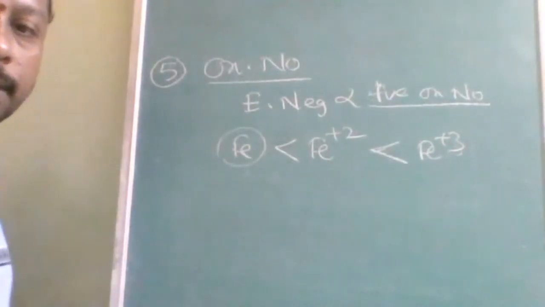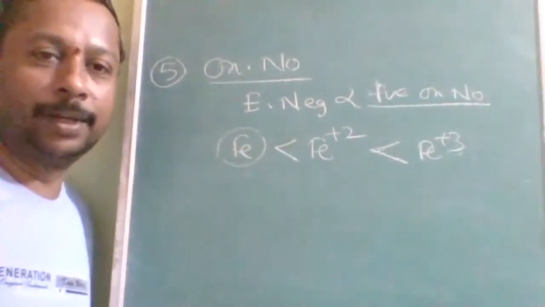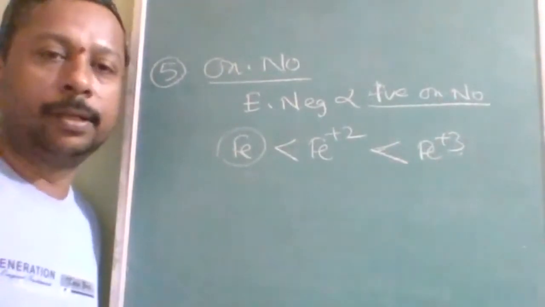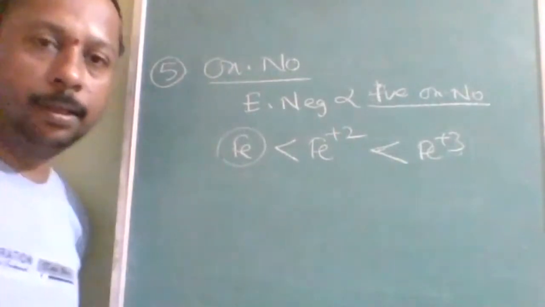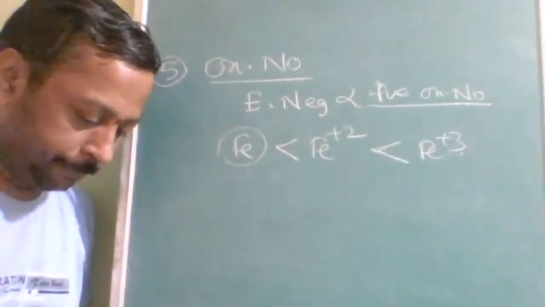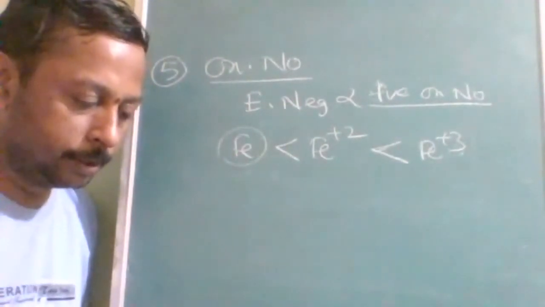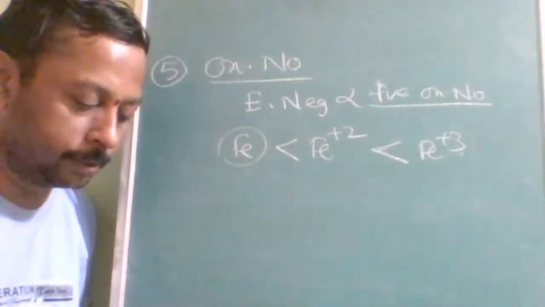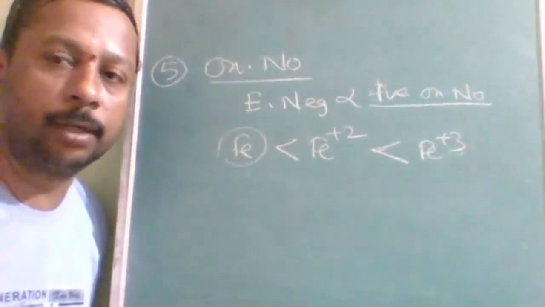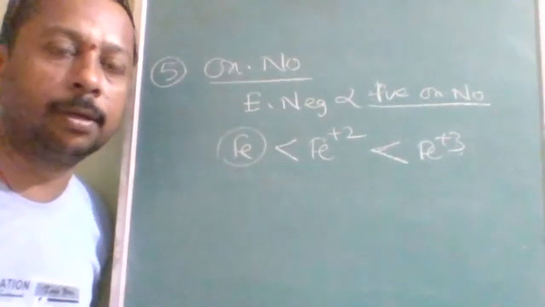First one is atomic size. Second one is nuclear charge or effective nuclear charge. Third one is hybridization, oxidation number. So these are some factors on which electronegativity depends. By using them, what we are going to do now is study across the period and down the group.